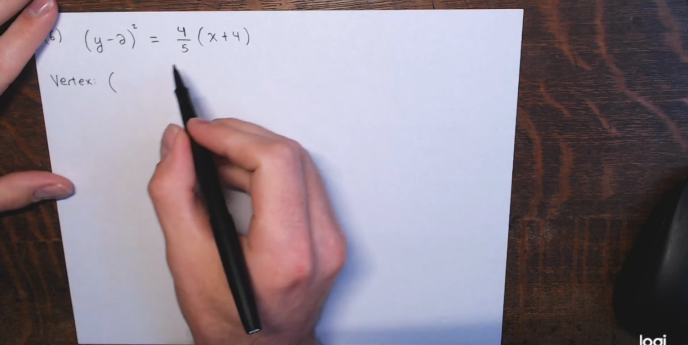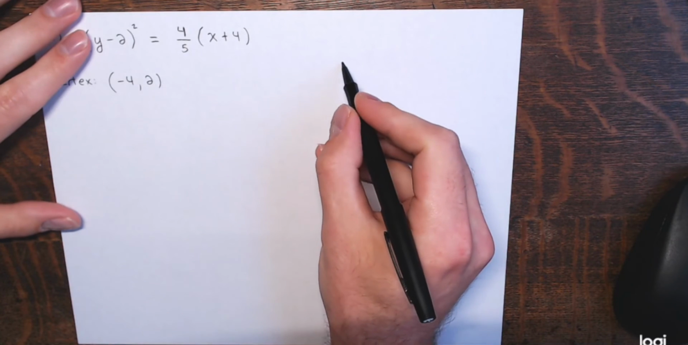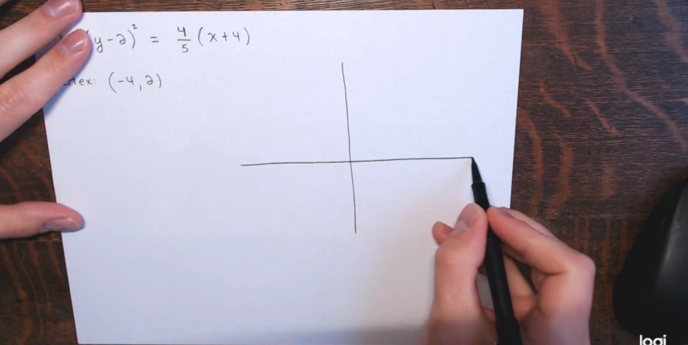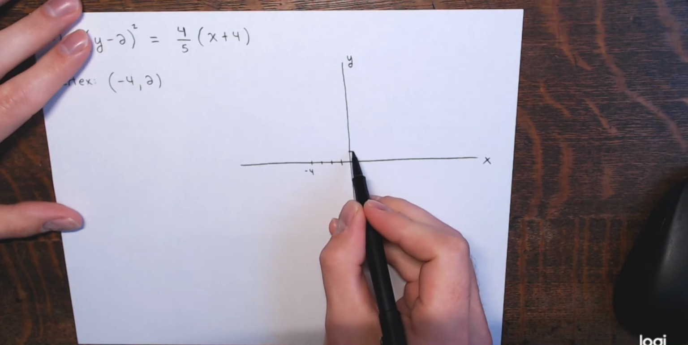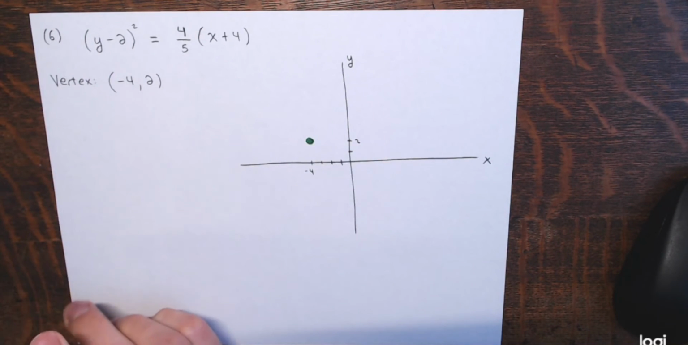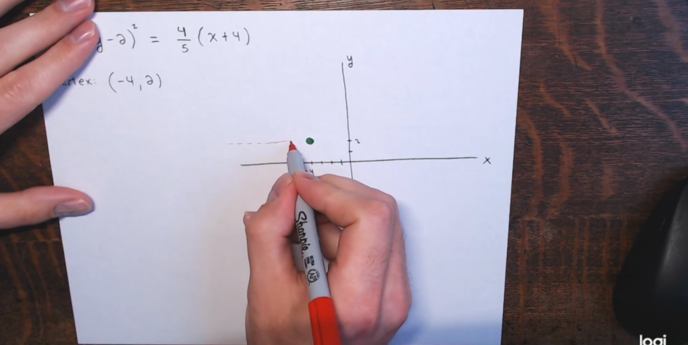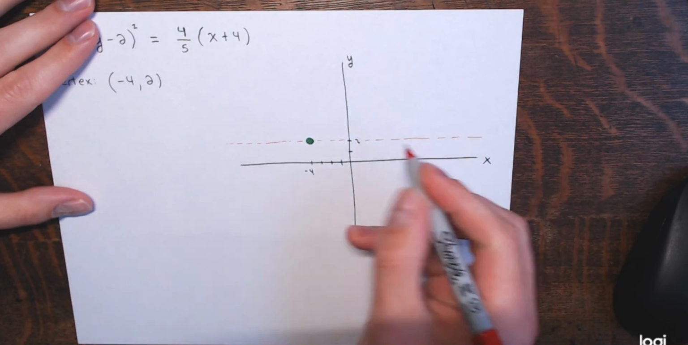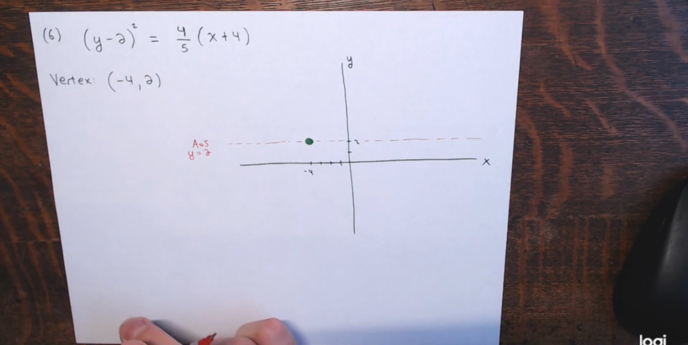The vertex will have negative 4 for the x coordinate and positive 2 for the y coordinate. Right, negative 4, 2. There's the vertex. Now the axis of symmetry, again, y is squared and x is not, so the axis of symmetry is going to be horizontal. The axis of symmetry is y equals 2. And the directrix will be vertical, and so will the latus rectum.